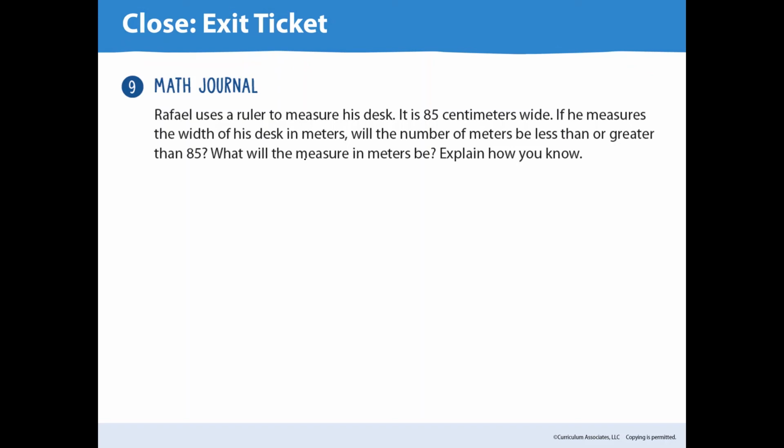It's going to be less. It's actually 85 hundredths meter. There are 100 centimeters in 1 meter, so a meter is the larger measurement unit. The width of the desk measures fewer meters than centimeters. I can determine the width of the desk in meters by finding 85 divided by 100, which is 85 hundredths.